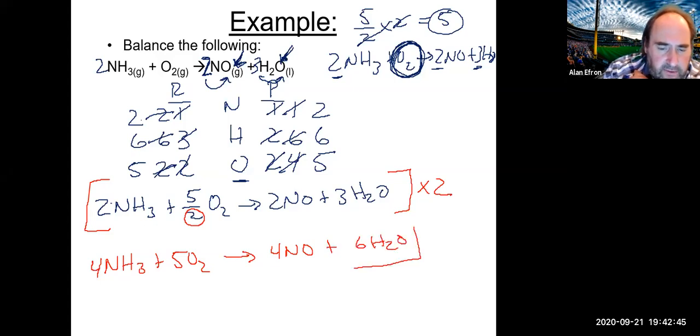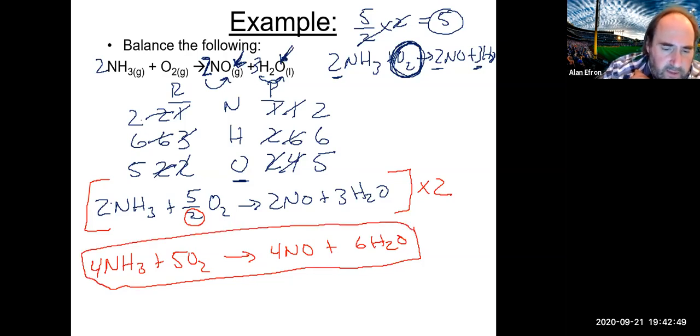And if we didn't mess anything up, we should still be 100% balanced. We have 4 nitrogens on the left, 4 on the right. 4 times 3 is 12 hydrogens on the left. 6 times 2 is 12 hydrogens on the right. 5 times 2 is 10 oxygens on the left. We have 4 oxygens here, and 6 more here is 10.